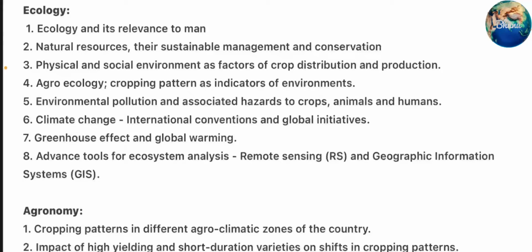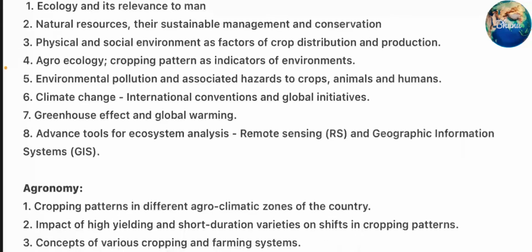Climate change, international convention and global initiatives. Greenhouse effect and global warming. Advanced tools for ecosystem analysis: remote sensing and geographic information systems.